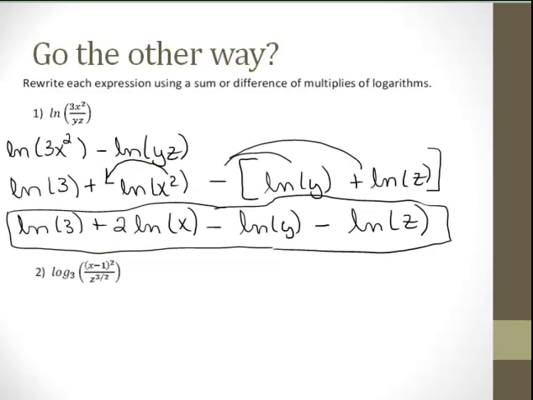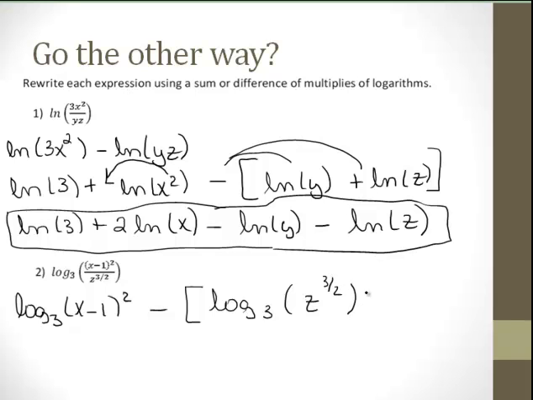So how about number 2? We have division again, so let's go ahead and take care of that. Log base 3 of (x minus 1) squared minus log base 3 of z to the 3 halves.